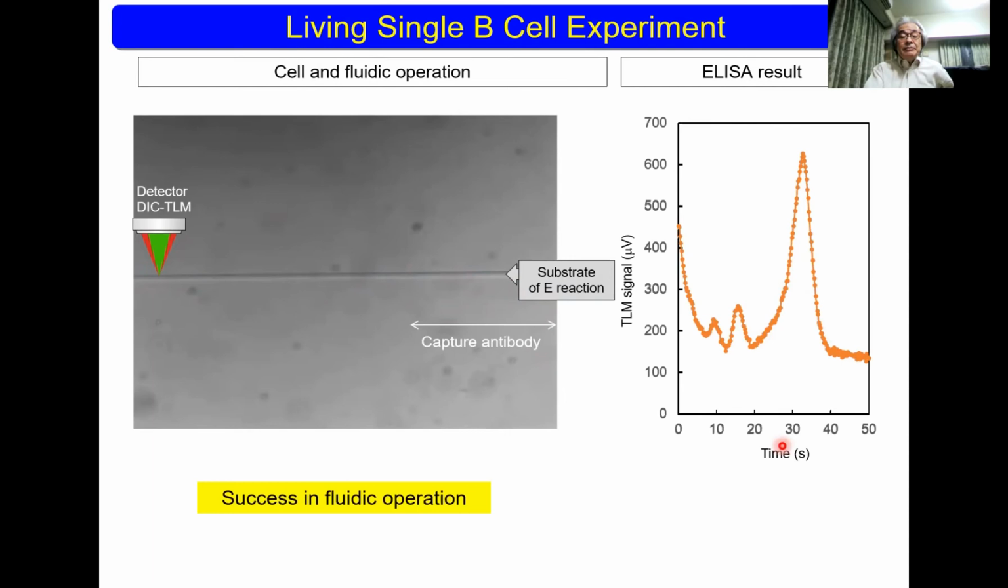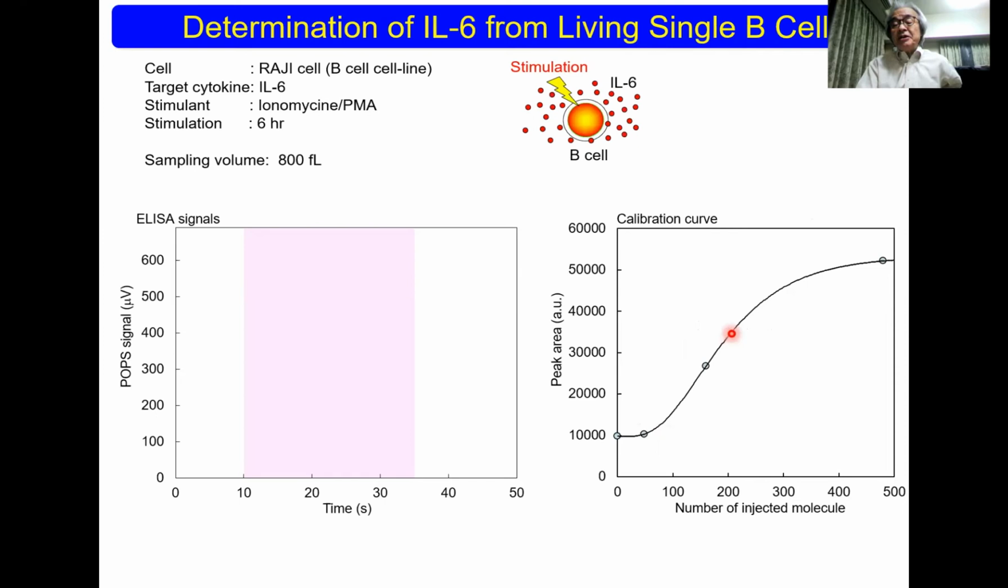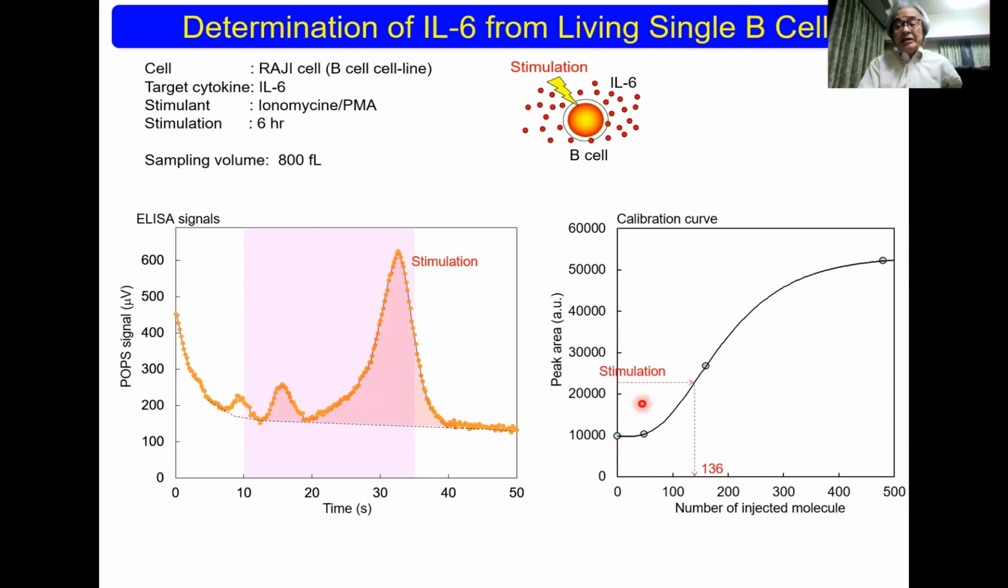So this is a real signal from a single cell. And like this way, we succeeded to treat the single cell and do all of the procedure of the experiment. And also we could detect a cytokine by using the photothermal detector. This one is a calibration line, and this is a signal, and this one is the number of the IL-6 target molecules. And this one is the signal obtained from the stimulated single B cell. The quantity of the release is 136 molecules.